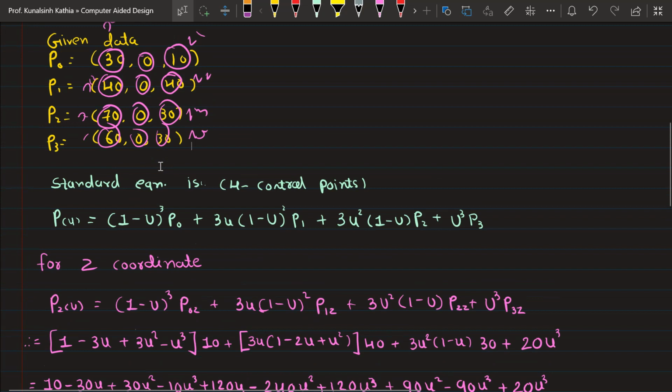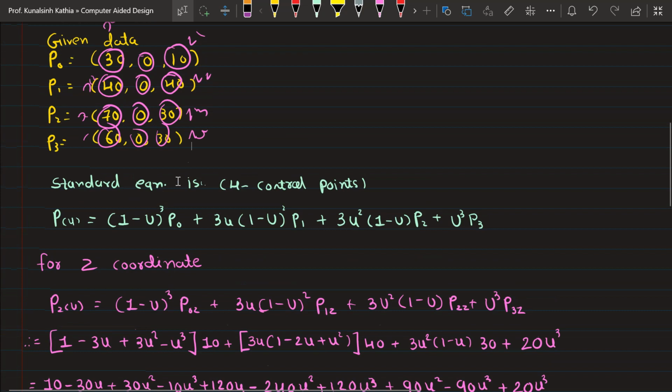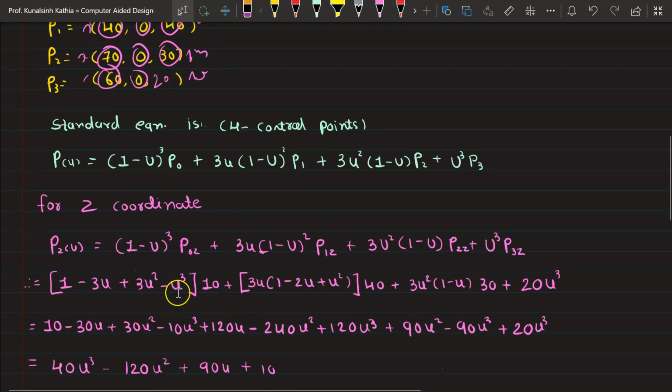Okay, I will just update it for you that this is not a 30, this will be a 20 for us right now, so I'm putting it as a 20. Okay, so 20u cube. So finally if I put those values here, so simplification I will get in this manner. You can do it very easily, and this will be the last equation, which will be the multiplication of u cube, u square, u and 10. So this is the equation which is required to us right now for the z.